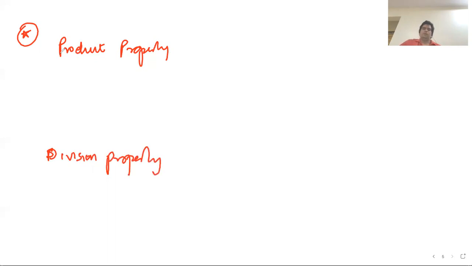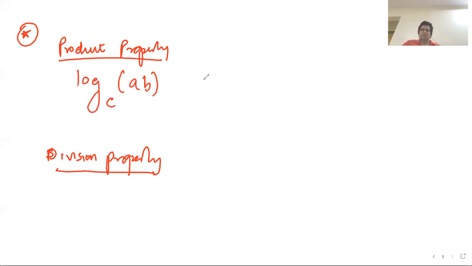Now, property number 1 is basically if you've got the log of, let's say, 2 numbers multiplied with a certain base, then this is nothing but log a to the base c plus log b to the base c. So this is basically going to be the value. I mean, you can write down this.